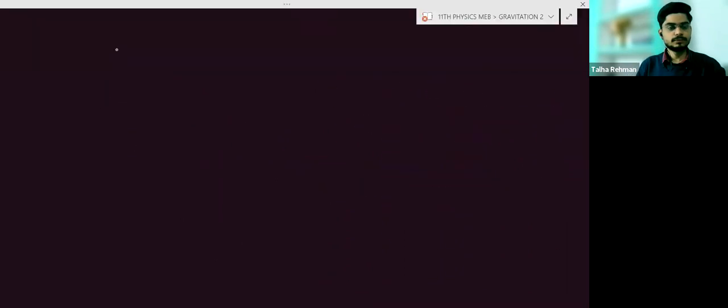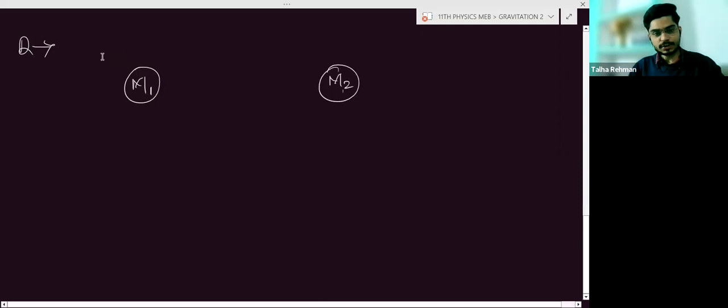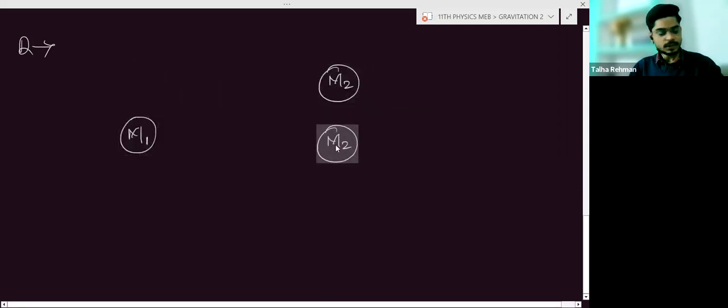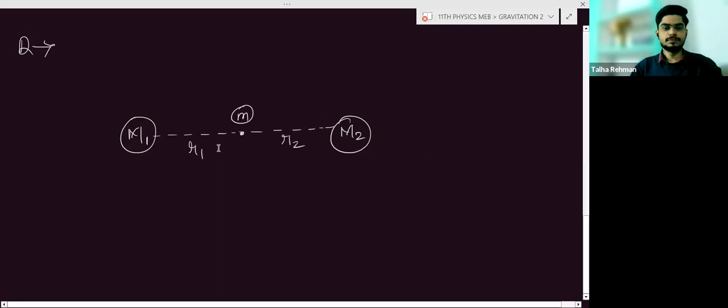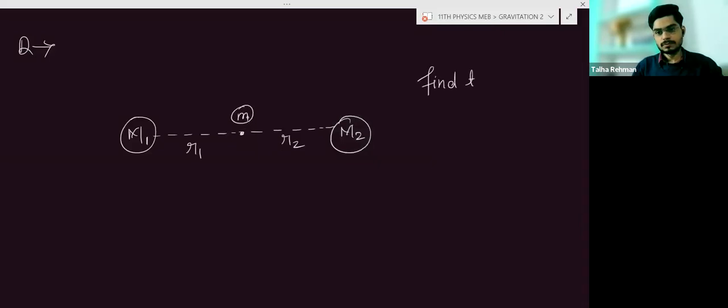So next question. Two masses are there, M1 and M2. These are two planets, you can say. And here is a mass M. From this planet, the distance is R1. From this planet, the distance is R2. Of this mass. We have to find the escape velocity of this mass, of mass M.